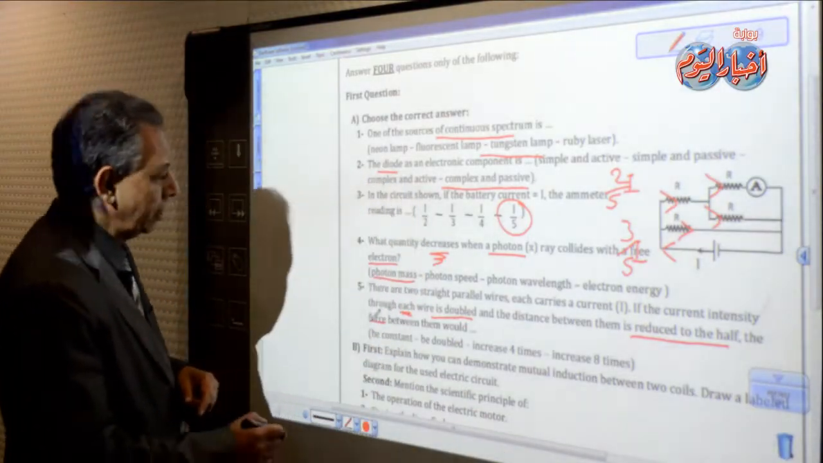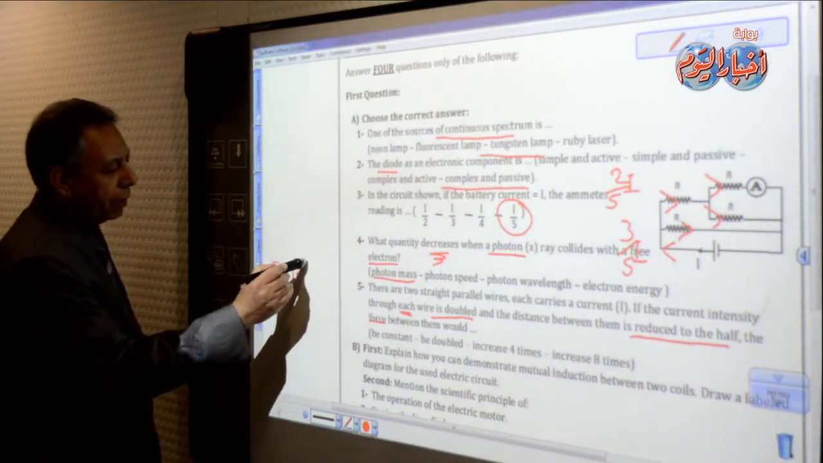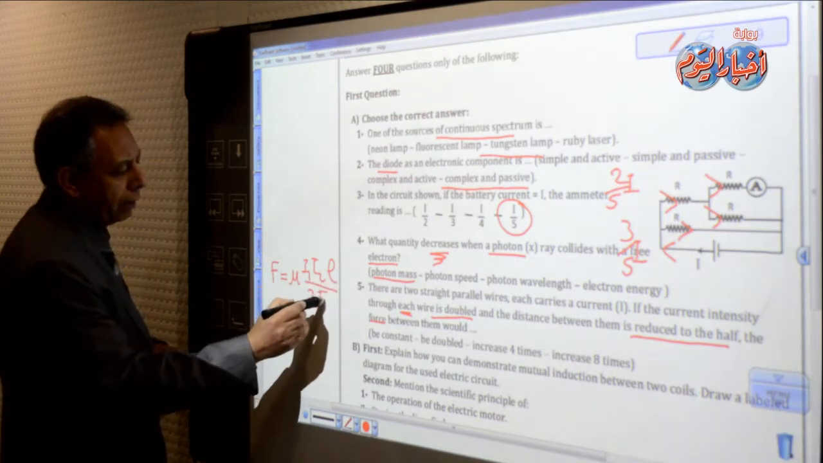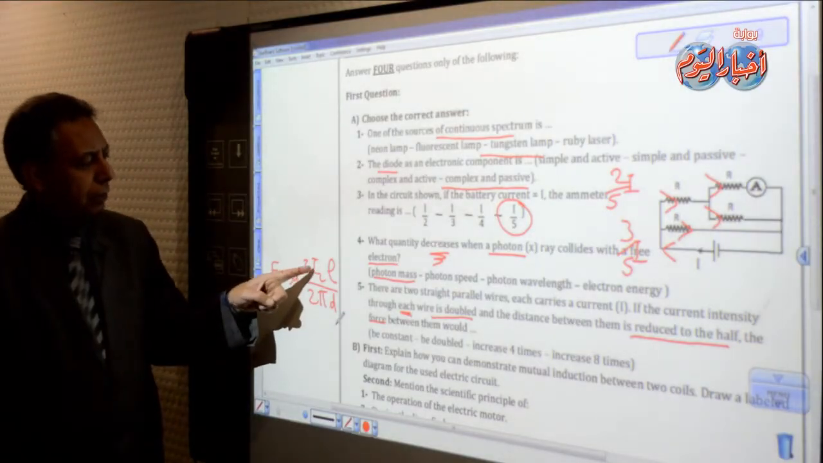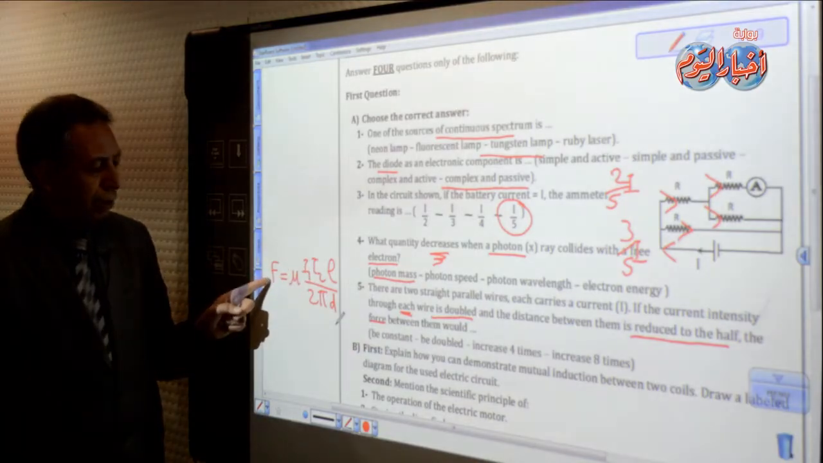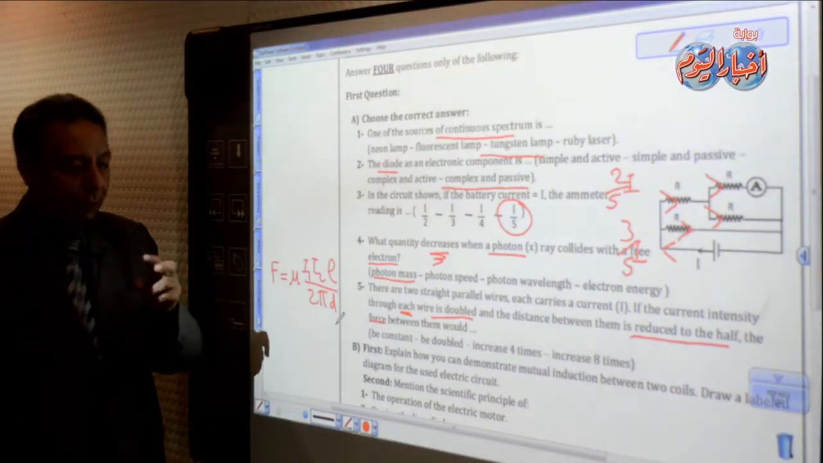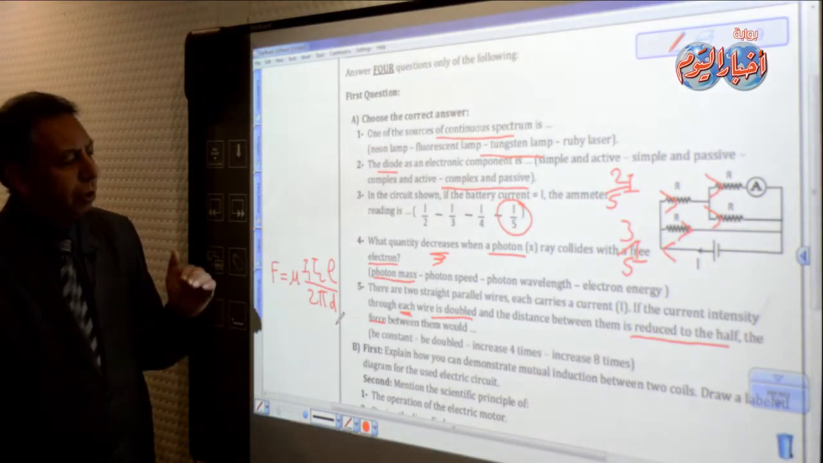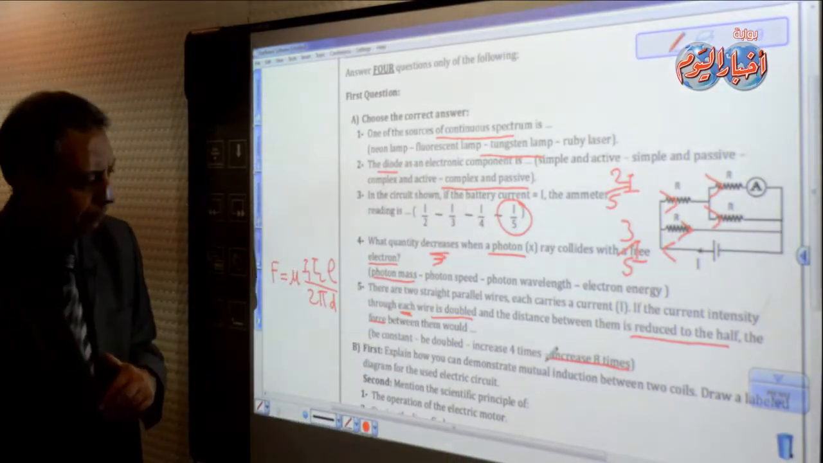If you remember the relation used in this case between two wires, F equals mu I1 I2 L over 2 pi D. So very quickly, this current is doubled, this current is doubled. When they are doubled, they increase the force 4 times. And the distance is reduced to half, so that increases the force to double. So double for the distance, double for I1, double for I2. So the answer is increases 8 times. That is the correct answer.